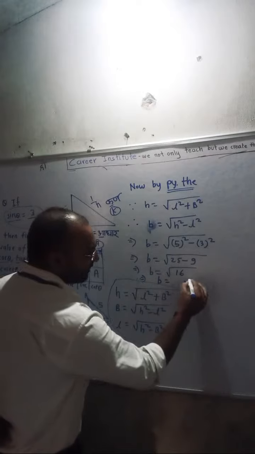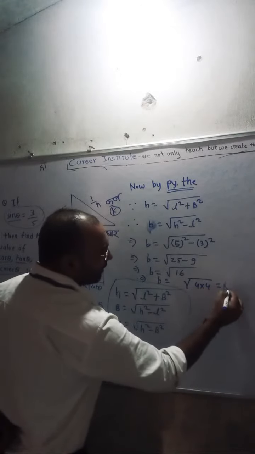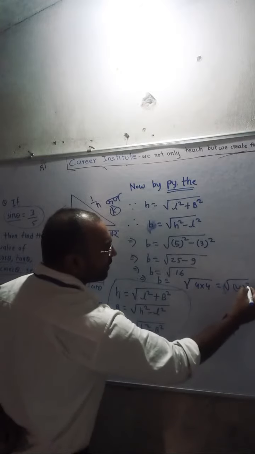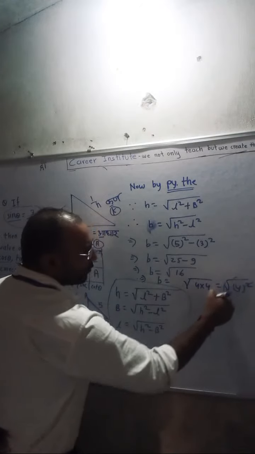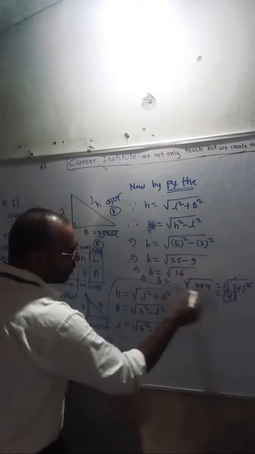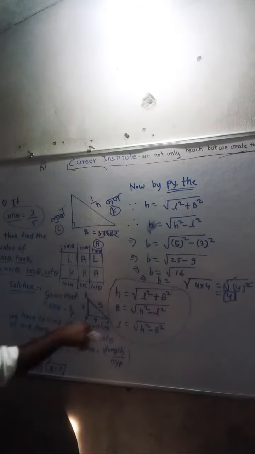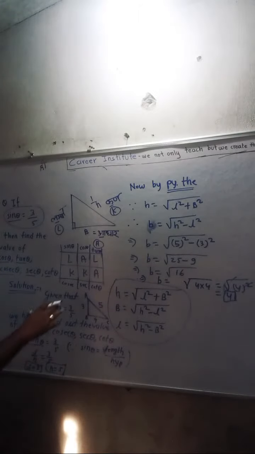We know that 16 can be written as 4 into 4. That means it can be written as 4 to power 2. Now square and root cancel. What's remaining? 4. That means base is equals to 4. So write down base is equals to 4. Now we have all the three sides, length, base and hypotenuse. Now we can find out all the values by using Lal Kakka. You have to remember this, otherwise you can't solve this.